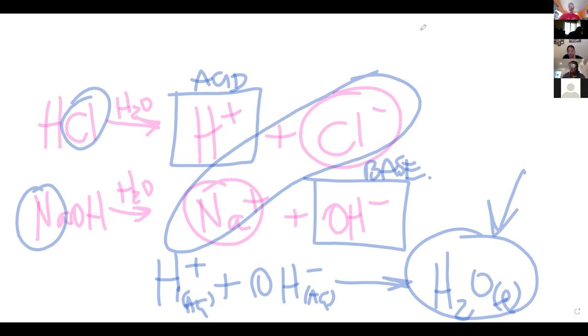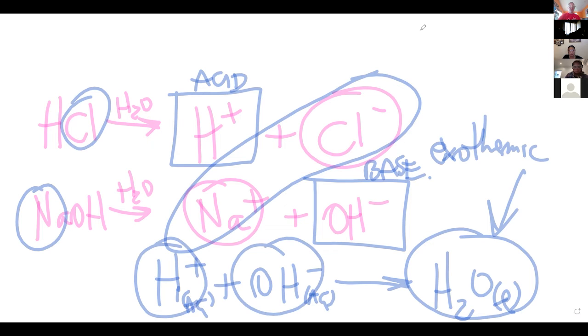And it's also an exothermic reaction. Because water is so stable. Water is very, very stable. It's very low energy. So you take two high energy things, you mix them together to make a low energy thing. That energy's got to be released somehow. And in this form, it's released as heat. All right, good job.